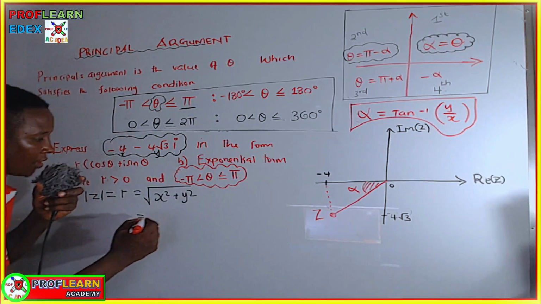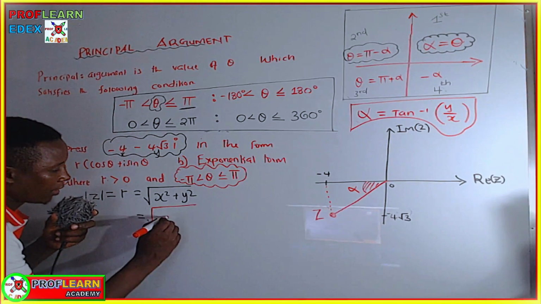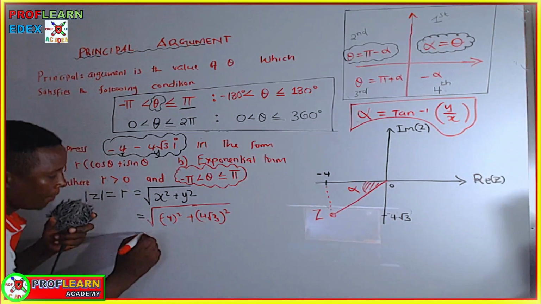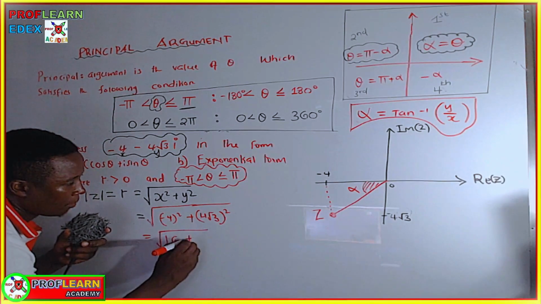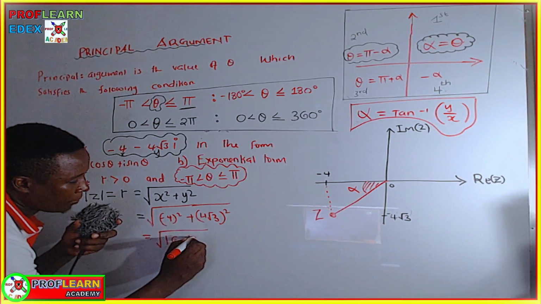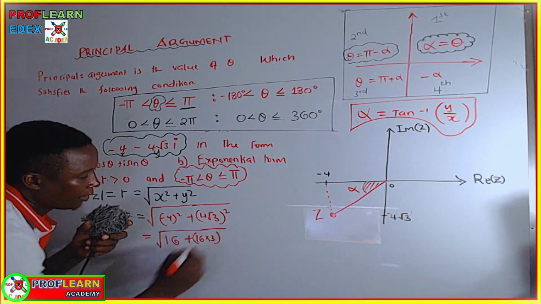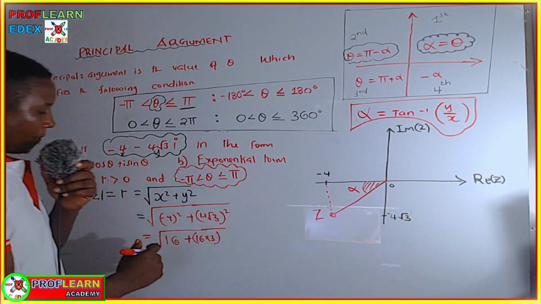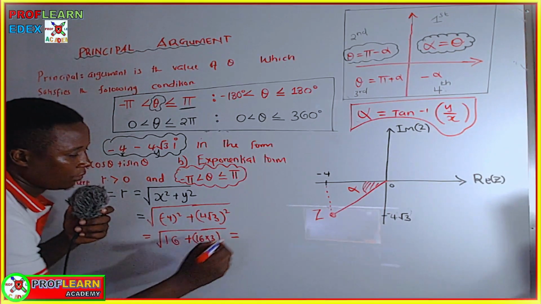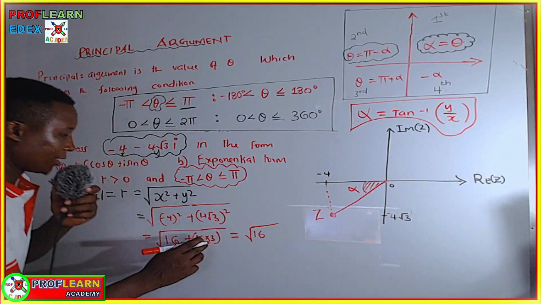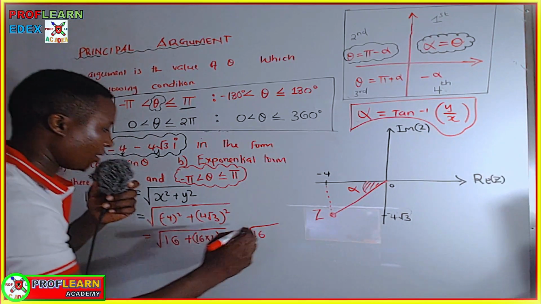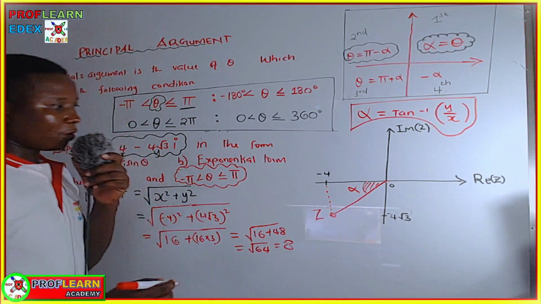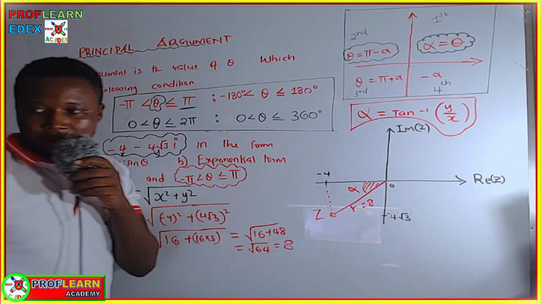So let us first work out the modulus, and that is going to be the square root of (-4) squared plus (4 root 3) squared. This translates to 16 plus 16 times 3, because if you square root 3, it gives you 3. So that is the root of 16 plus 48, which is root 64, which is 8. So the value of r for this complex number is 8.